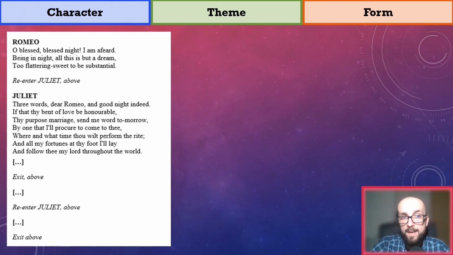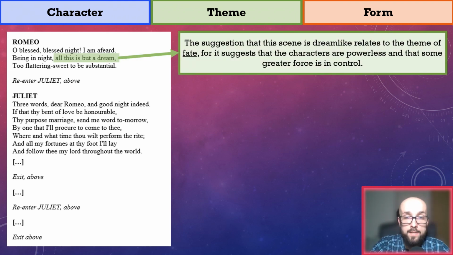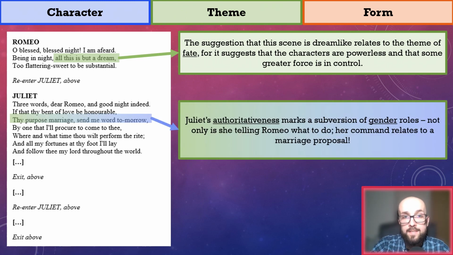What is not repetitive though is Romeo's statements that the evening has been dreamlike. This comparison relates to the theme of fate, for it suggests that although it has been wonderful, Romeo and Juliet have been powerless in their meeting this evening, and that something else has perhaps been in control of their meeting instead. In this line, Juliet's authoritativeness sees her subvert Elizabethan gender roles.